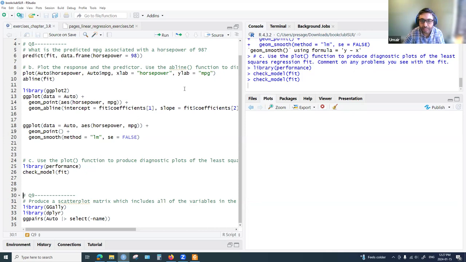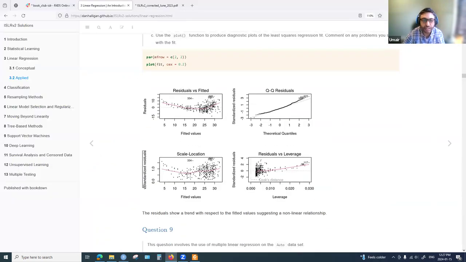For some reason, it doesn't render the first time. Okay, anyways, we can just focus here. The first plot is the residual plot, where we have the fitted values from the model on the x-axis and the errors on the y-axis. If you look at the pattern here, it seems to be a nonlinear relationship, which means this is probably violating the assumptions of the linear regression model.